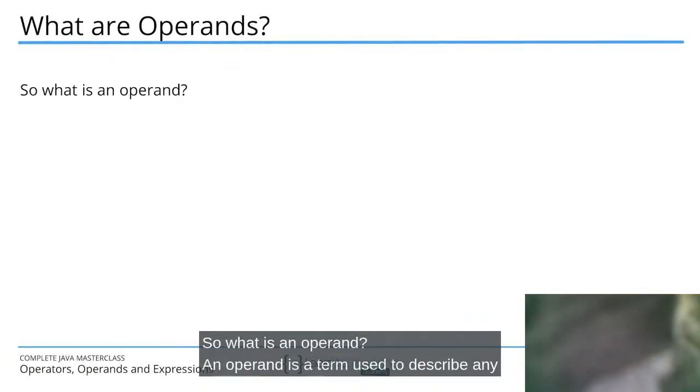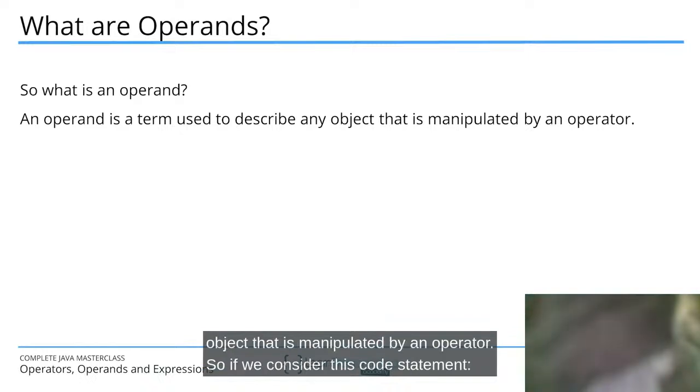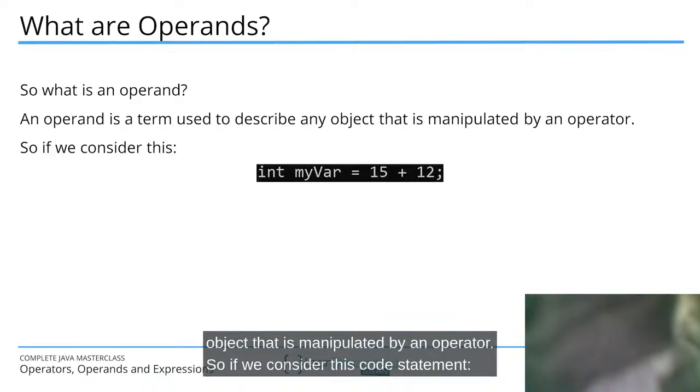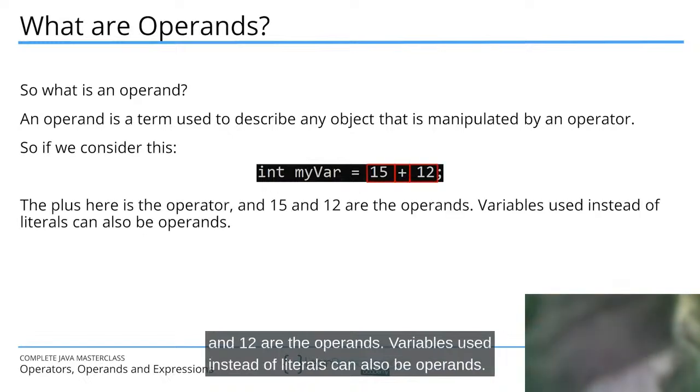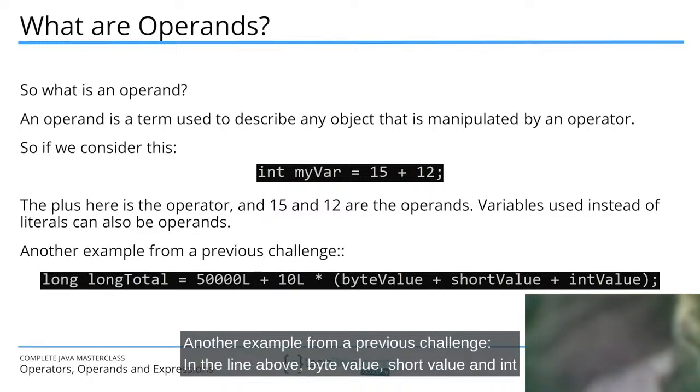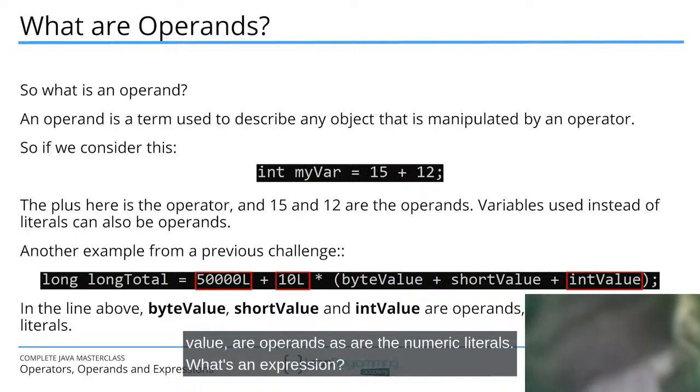So what is an operand? An operand is a term used to describe any object that is manipulated by an operator. So if we consider this code statement, here we are adding two numbers together. The plus here is the operator, and 15 and 12 are the operands. Variables used instead of literals can also be operands. Another example from a previous challenge. In the line above, byte value, short value, and int value are operands, as are the numeric literals.